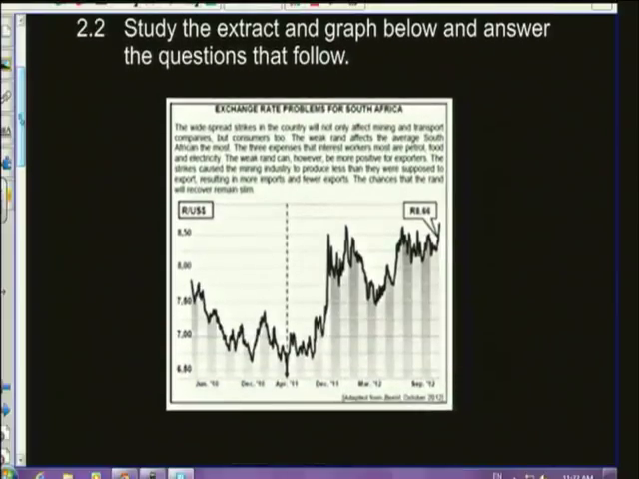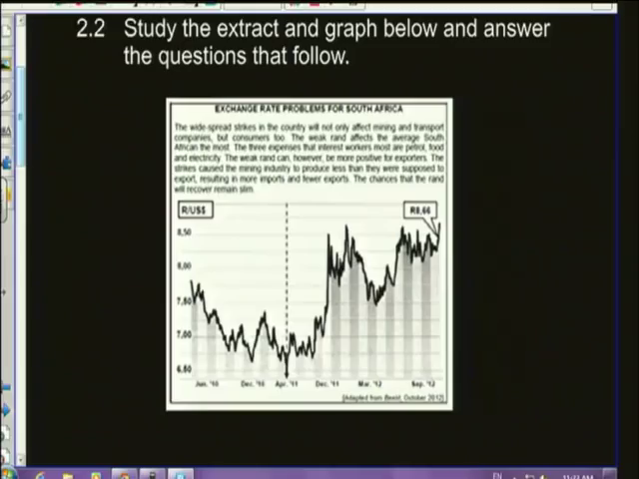2.2, study the extract and the graph below and answer the questions that follow. The important thing that we see in this graph is the trend. So you have to see that over a certain period of time there have been certain changes in economic activities. Economic activities have increased and decreased over a period of time. So to make any comment on this question, you have to have an idea of what's happening in the trend.